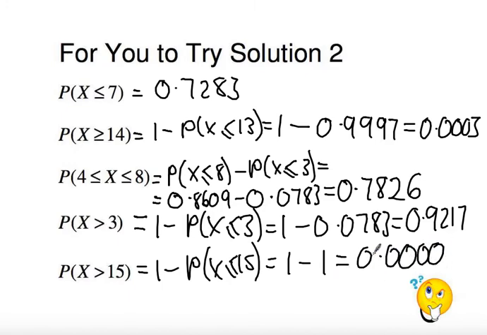It's not actually impossible to get more than 15. It's just highly unlikely. The probability is less than tenths, hundredths, thousandths, tens of thousandths. We're talking hundredths of thousandths, millionths even. Okay, well I hope that all made sense.